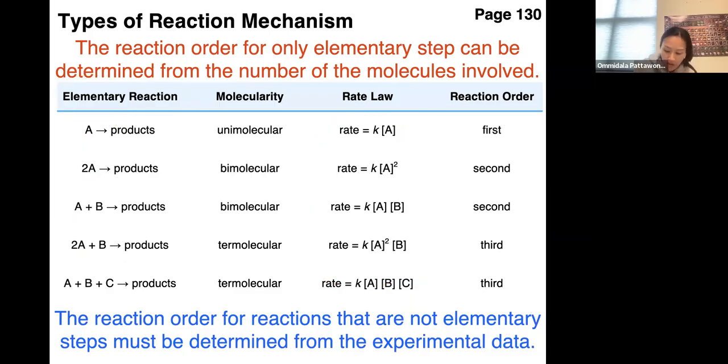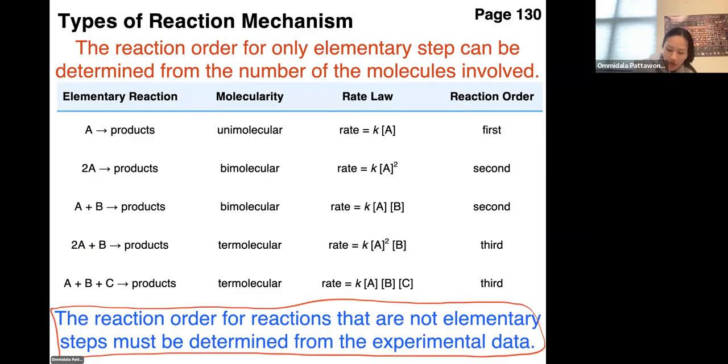Okay, so again, for a reaction that is not an elementary step, you need to determine the rate law by experimental data, which is covered in chapter 12.4. If you have an elementary step, then you can use the number of molecules to write out the rate law, which is covered in 12.6. Okay, so those are the two different things.